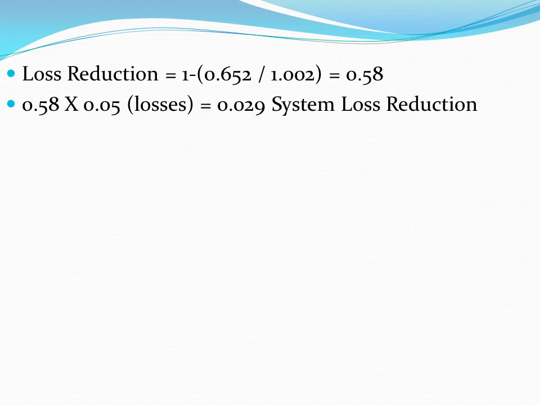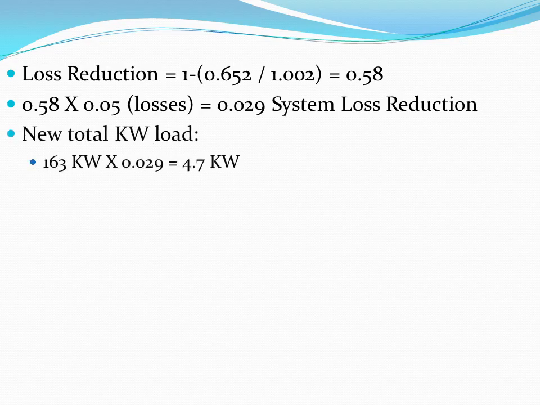Now you can calculate your loss reduction. Loss reduction is 1 minus the 65% that you previously had for your power factor divided by the 1 that you now have, and that equals 58%. Therefore, your system loss reduction will be as follows: 58% times the 5% losses, and you get a 2.9% system loss reduction. Your total kilowatt load will be reduced as follows.